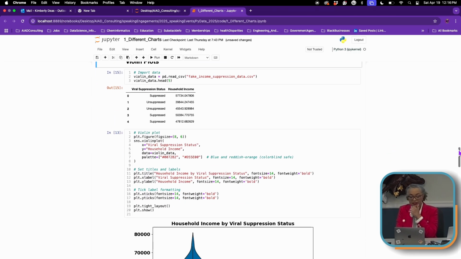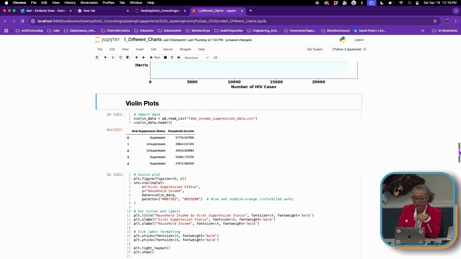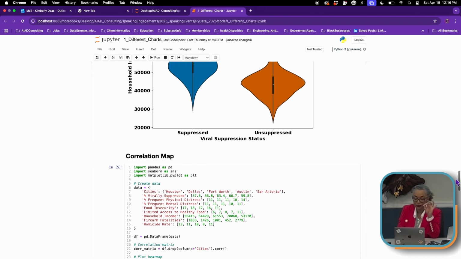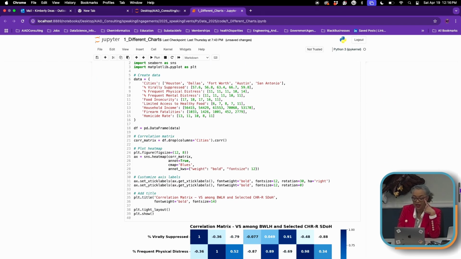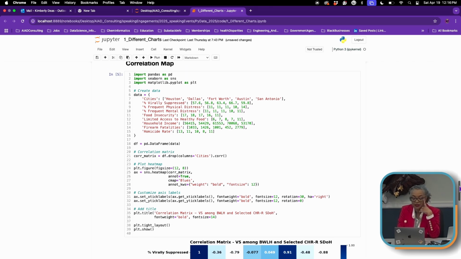Oh gosh, 15 minutes, violin plots. Actually, I'm going to skip violin plots. You can go through that one on your own. In the interest of time, I'm going to skip down to our correlation map because I think that one is pretty telling in terms of data.